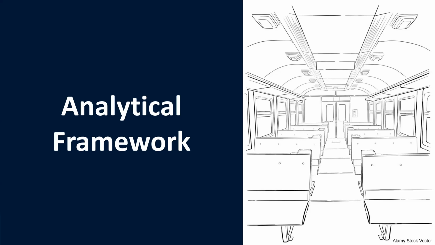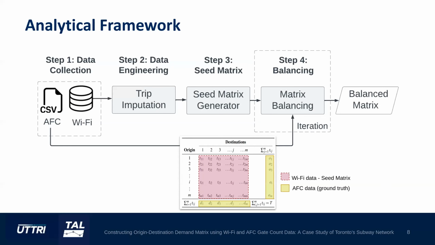Now I will explain a little bit of our analytical framework. We split our framework into 4 steps. The first step is the data collection, where we have the AFC and Wi-Fi data. The second step is the data imputation, which we will detail next. Then the next step is the OD matrix generation, and finally balancing the OD matrix. As we can see in the illustrated matrix on the slide, the AFC data compose the sum of the columns and rows in yellow, because the AFC data represent the ground truth, so the true entries and exits in the system, while the trips will be estimated by the Wi-Fi data, in red.